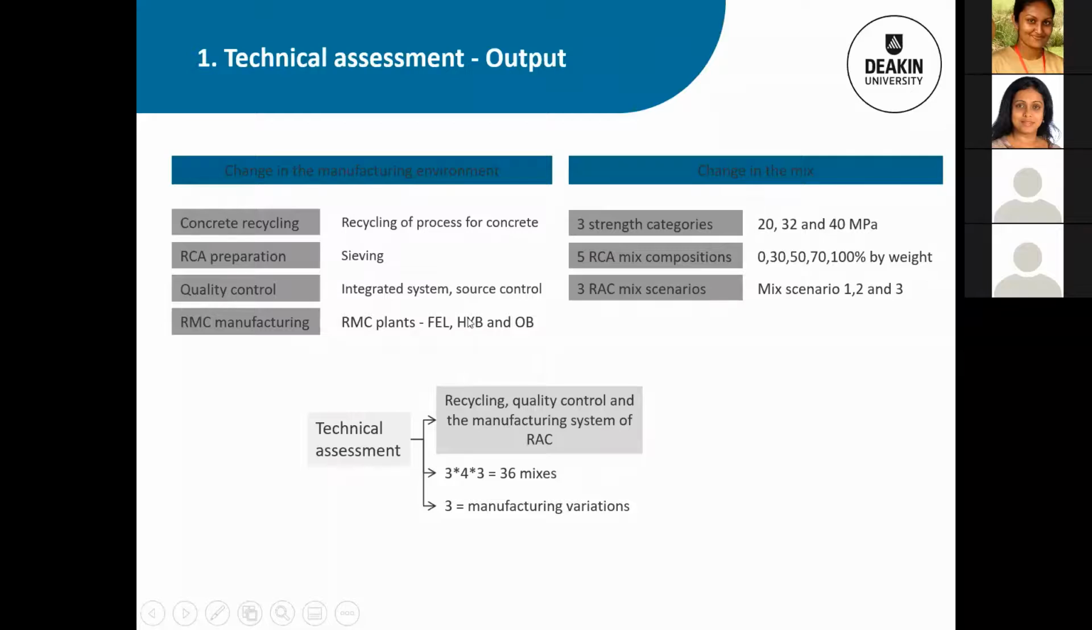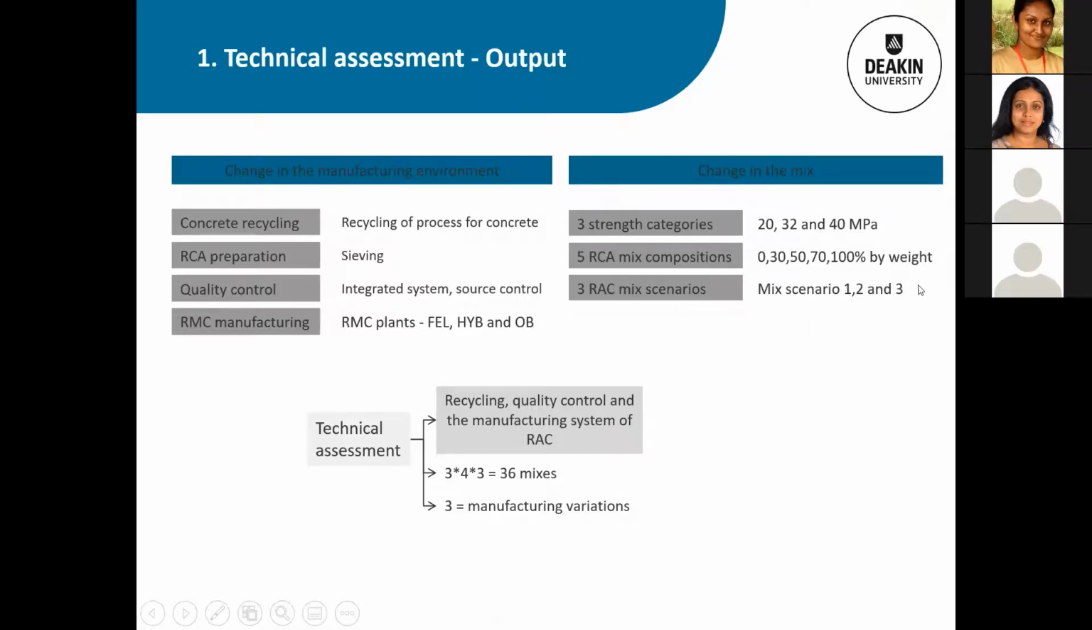And I assume that these 3 types of plants with different degrees of automation will basically manufacture this product called recycled aggregate concrete. In terms of mix, this produced basically 3 manufacturing scenarios for these 3 plants. Then changes to the mix, there were 3 strength categories analyzed, different rates of replacement of recycled concrete aggregate, and mix scenarios 1, 2, and 3.